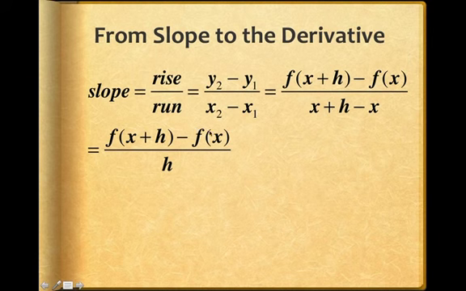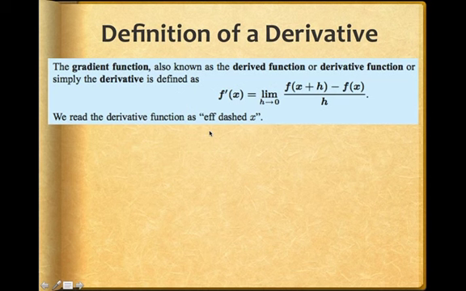All right, and this leads us to the definition of a derivative. So when we follow this process, we are creating a function that gives us the slope of the tangent line to any point on the function. So slope is also called gradient. So this is known as the gradient function, derived function, derivative function. Most people just call it the derivative, right? And here it says the derivative function, we read this as f dashed x. I usually call it f prime of x.